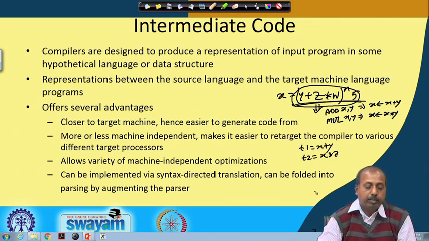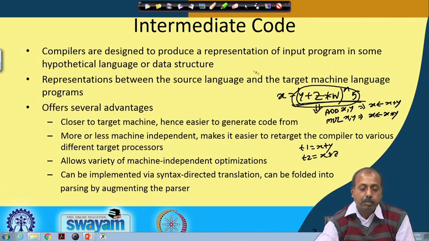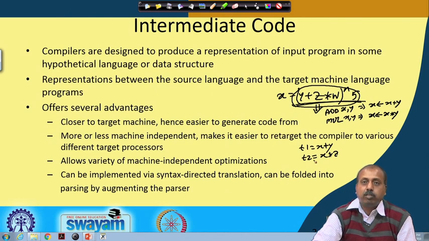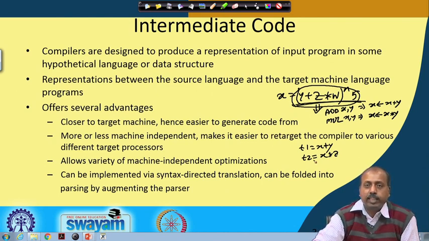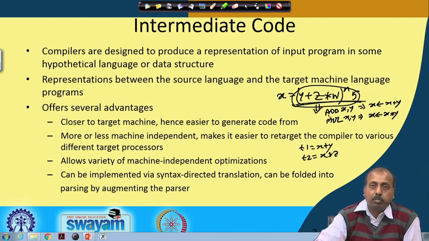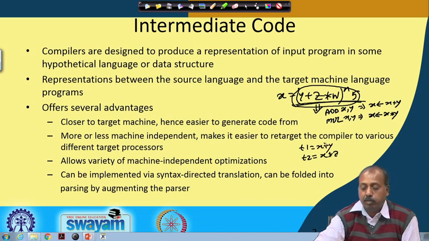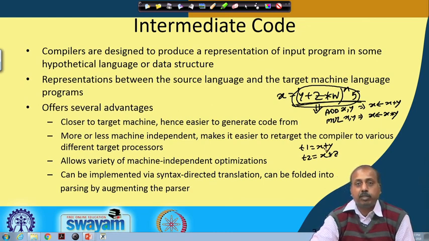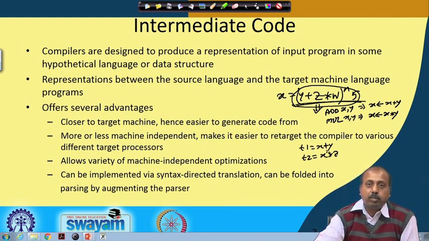The second important point is that it is more or less machine independent. Statements like T1 equal to x plus y or T2 equal to x into z do not assume any underlying architecture for the machine. When I say add, mul, this sort of statement immediately assumes that the underlying processor has instructions like add, mul, etc. But here I am not assuming anything like that. What is the exact syntax, what is the exact machine language statement for doing this addition? That is not important here.